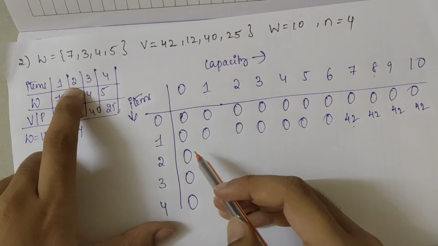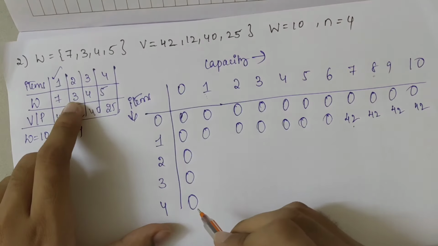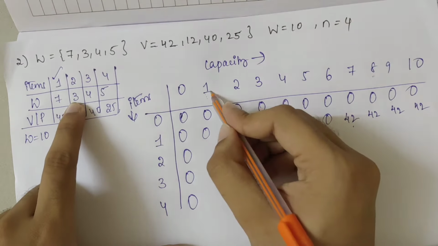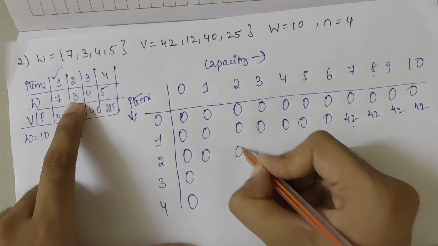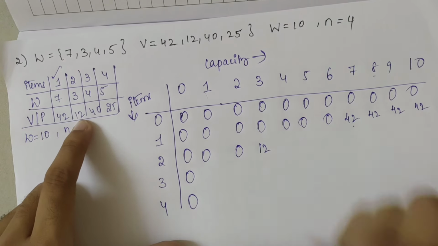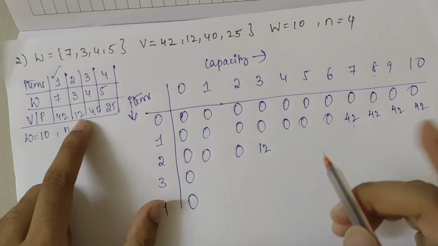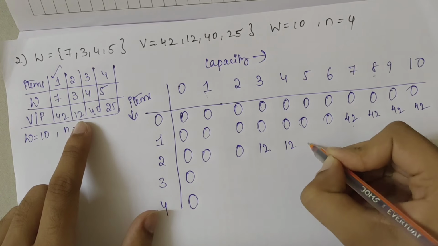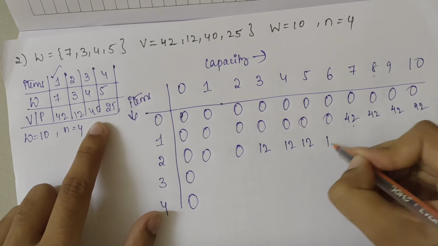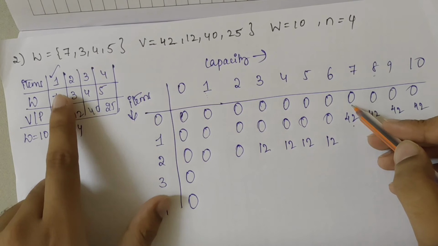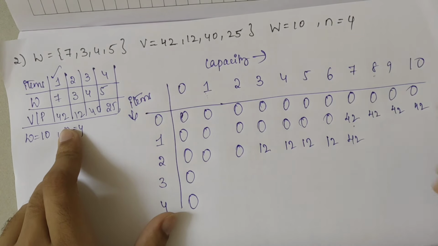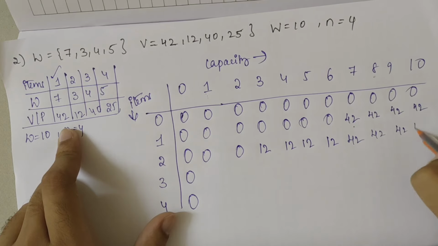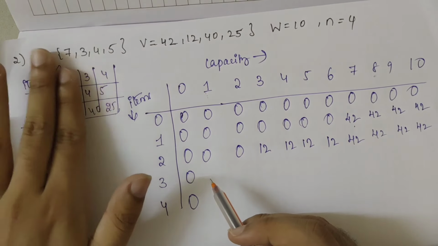Now I'll look into item 2. Item 1 is done. Item 2 having weight of 3. Weight of 3 is there and capacity is 1. I cannot store. 2 I cannot store. 3 I have 12. So I can store it here. And if in 3 I can store, in 4 also I can store it, right? So I can write 12 here. In 5 also I can store. In 6 also I can store. In 7 I'll have 42. In 8 I'll have 42. In 9 42. In 10 also 42. Now I'm done with these two.